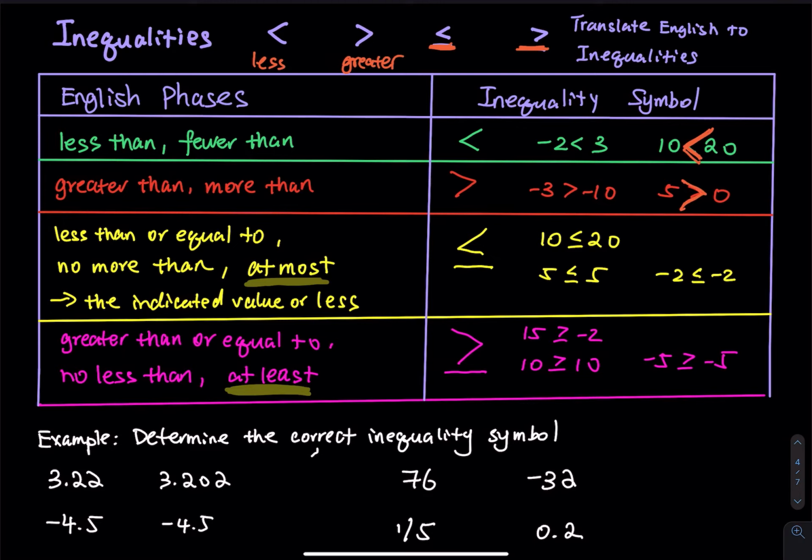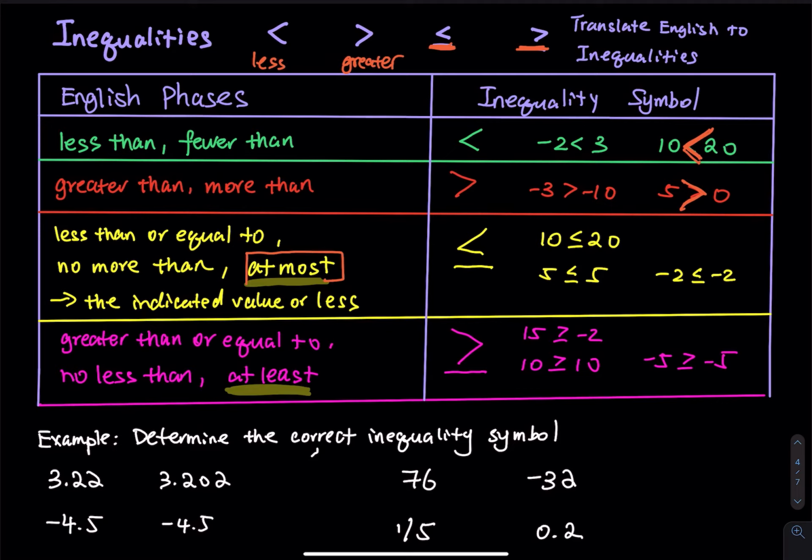What about equal? For the equal, pay attention to this. Less than or equal to, no more than, at most. This word at most shows up in statistics all the time. At most is less than or equal to. 10 is less than or equal to 10. 5 is less than or equal to 5. Now you might ask, hey, 5 is not less than 5. Why is the inequality true?